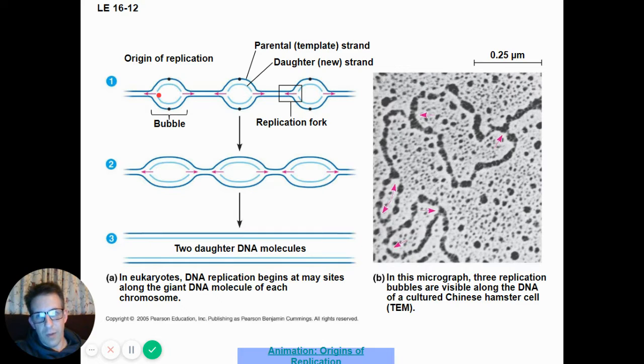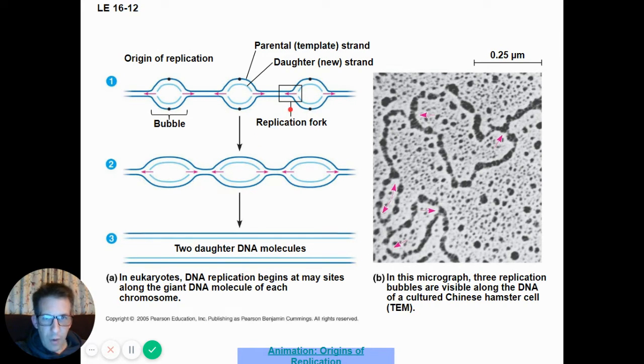Okay? So once these replication bubbles open up at the origin of replication, these pink arrows indicate the direction of replication. And so what we see, if the origin of replication started right here where the red laser pointer's at, is that replication occurs to the left, and also to the right of that point. And so the bubble gets bigger, as we see. Ultimately, these replication bubbles will merge when they meet another replication bubble.